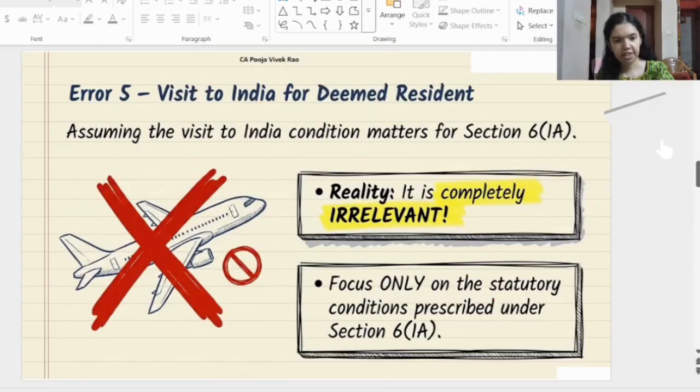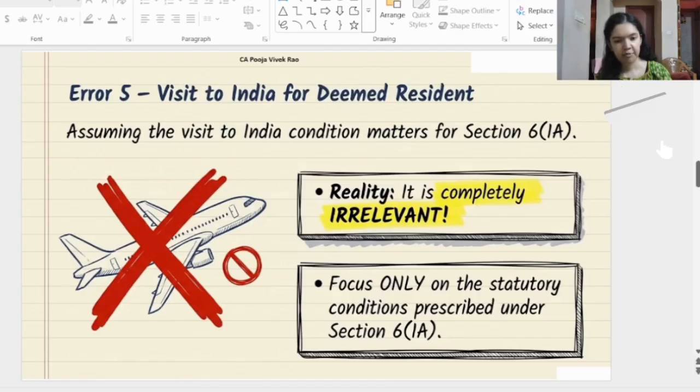Error number 5, thinking visit to India matters for deemed resident. It was noticed that students often assume that the visit to India condition is always relevant while applying section 6.1a. It is not relevant.